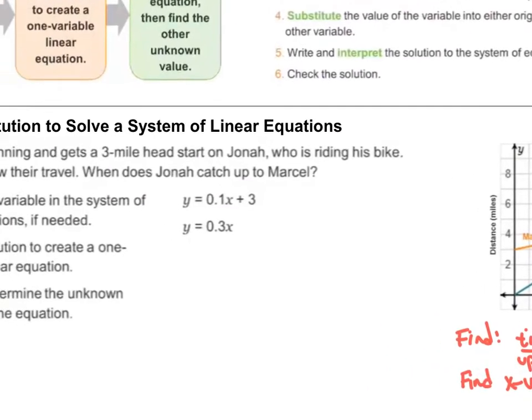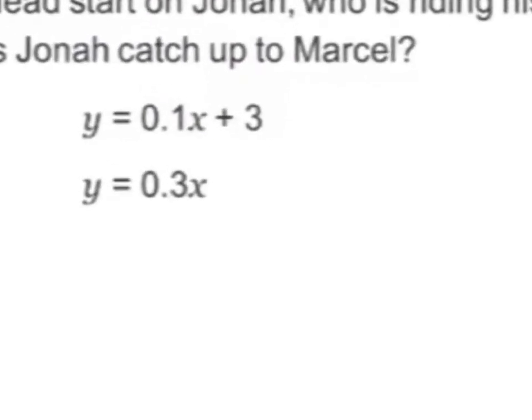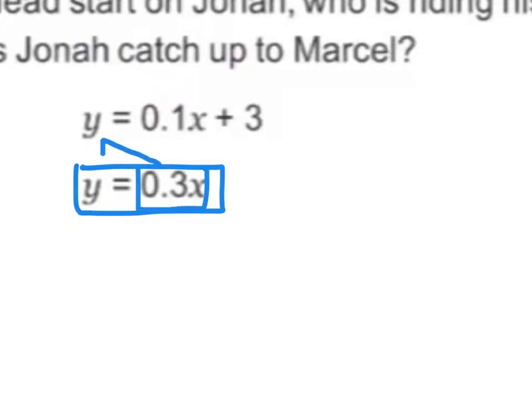So what I want to do is this. I have these two equations: y equals 0.1x plus 3, and y equals 0.3x. Now, both of these equations are solved for y. We've got y equals this and y equals this. So I know that y is equal to 0.3x. And this is the method of substitution: I'm going to take 0.3x and substitute that value in for y. Because I know that y is equal to that, so if I see a y up here, I can replace y with what it's equal to in my other equation.